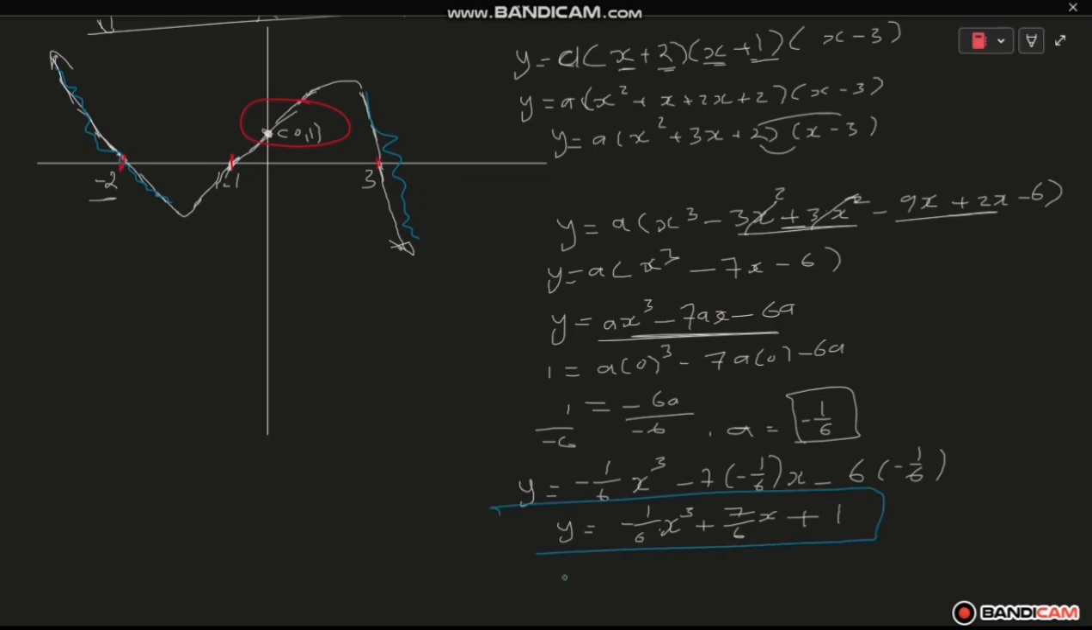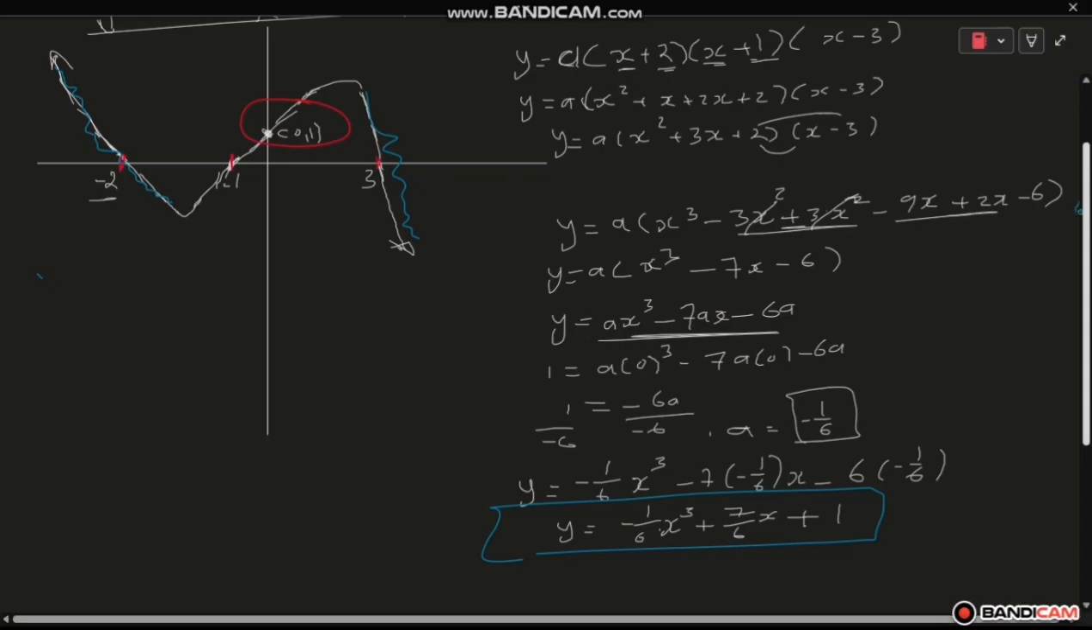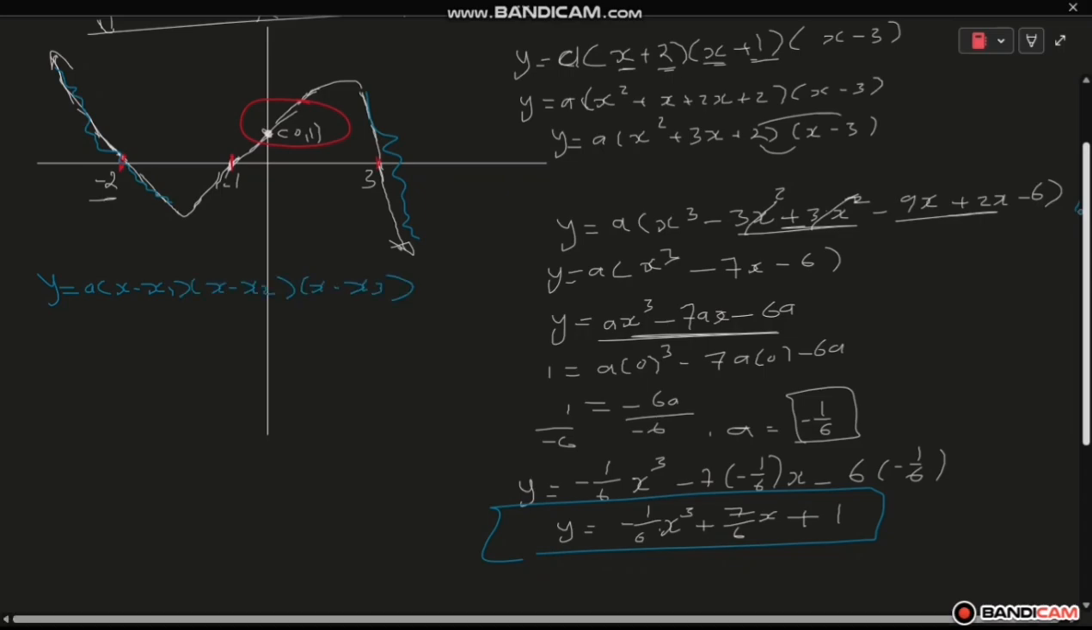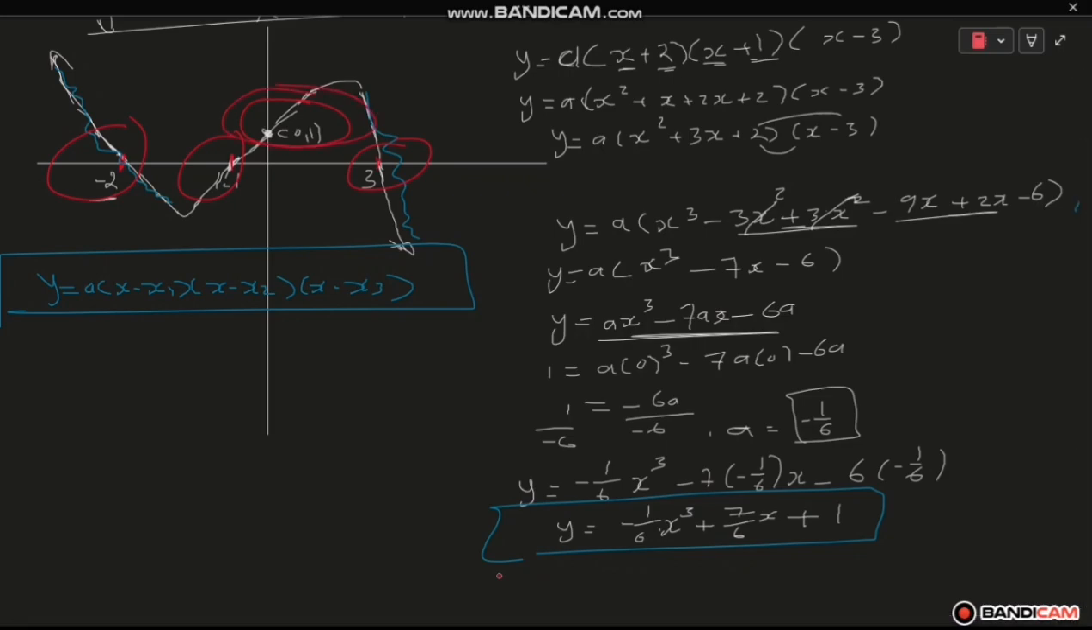So this is the graph of f, or the graph of y. You only use this formula whenever you have 3 x-intercepts, or 3 x values of the x-intercepts, and the point. That's when you use this formula. I hope that makes sense. If you didn't understand, make sure that you rewind the video so that you can watch it again. These are very important questions that are found in exams.